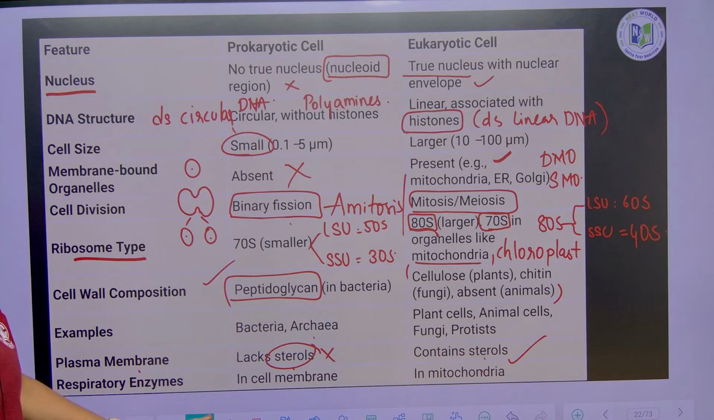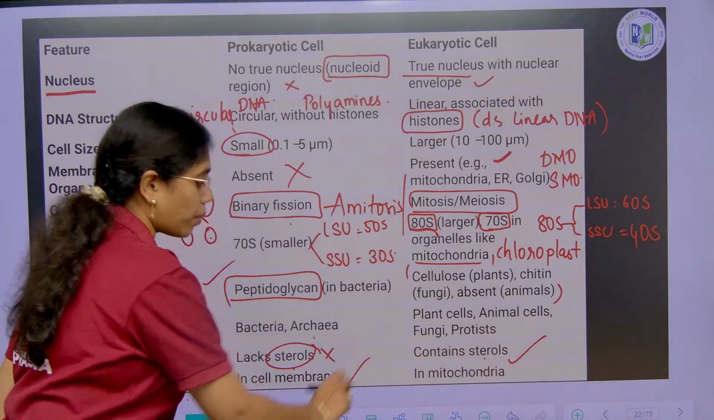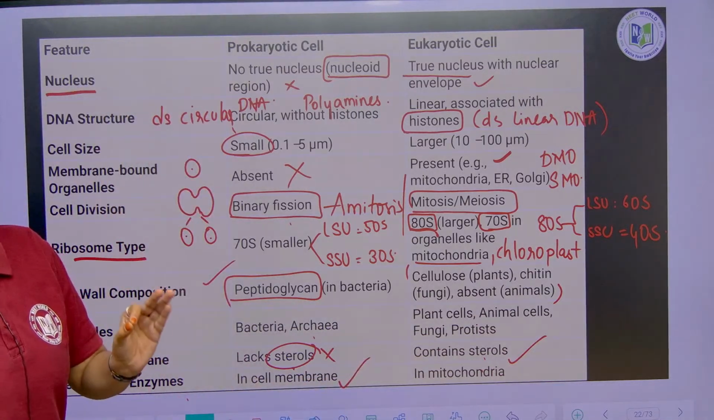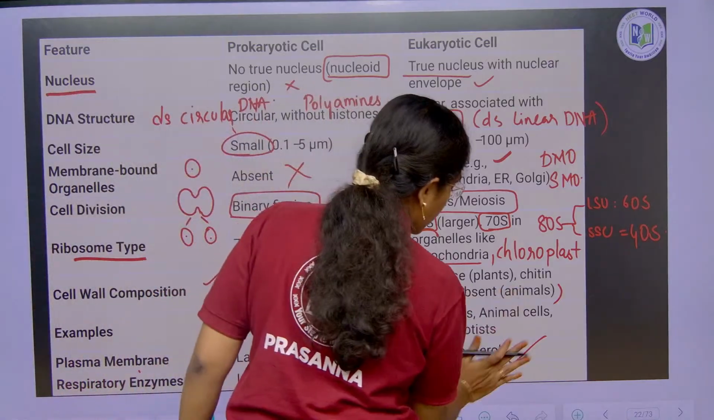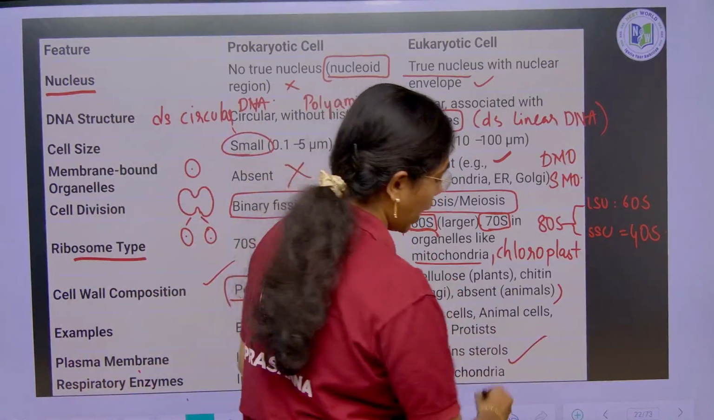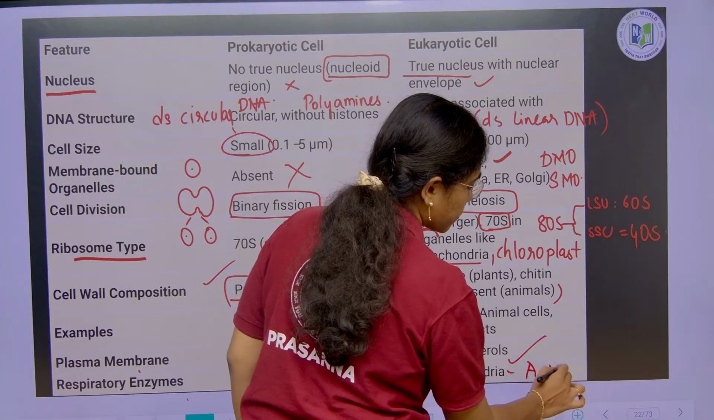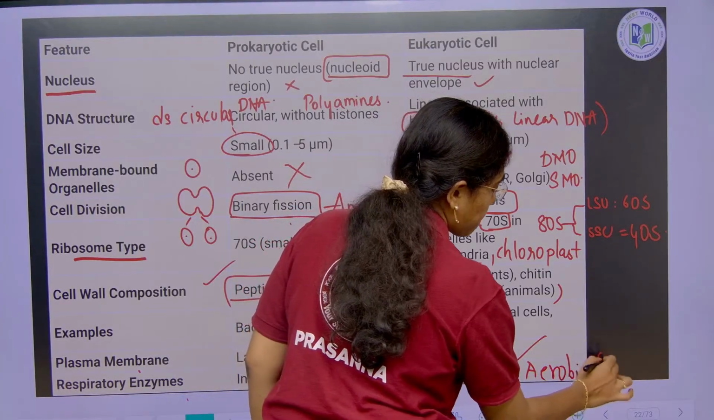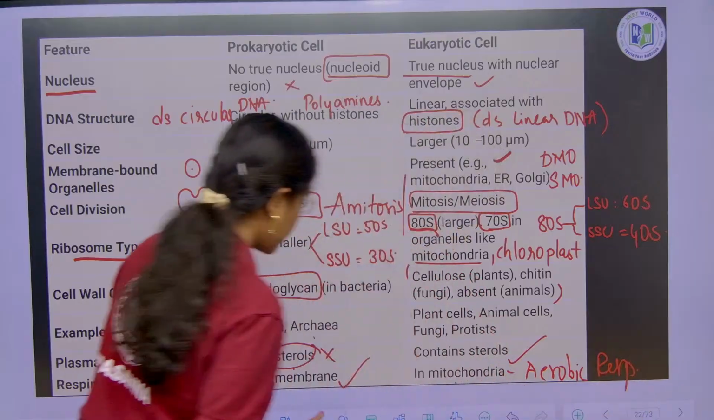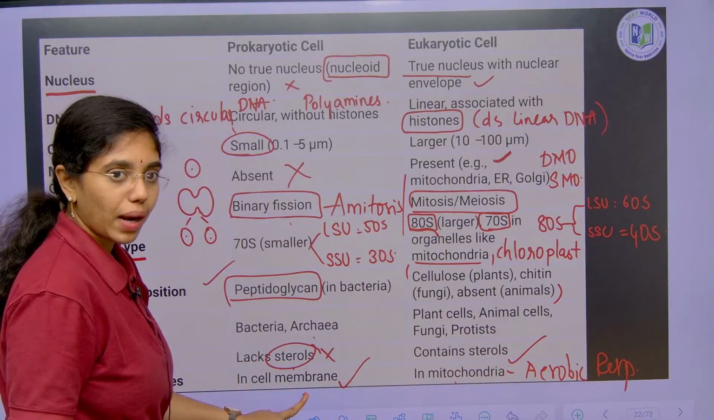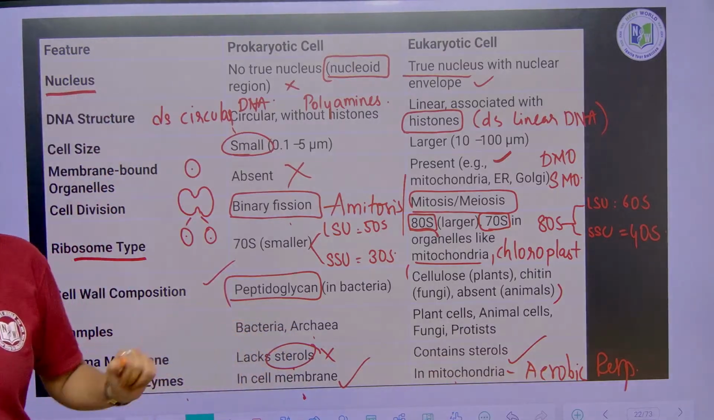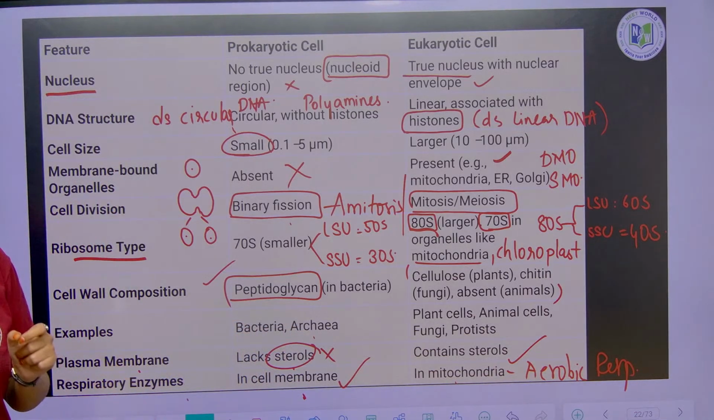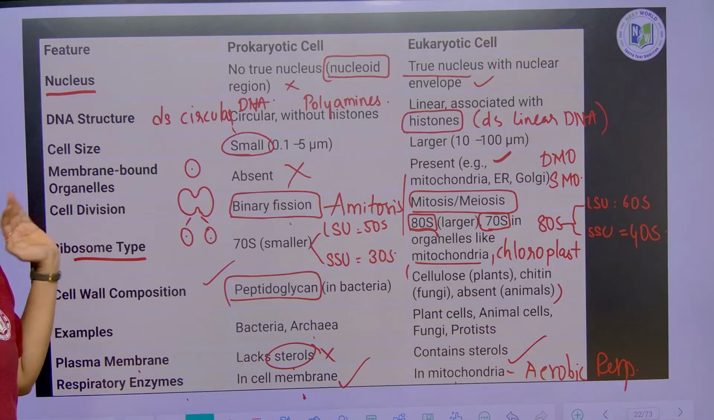And respiratory enzymes are released from the cell membrane from mesosomal sacs, whereas here in mitochondria, aerobic respiration happens. Here the entire process happens in cytoplasm. If it is aerobic respiration, it will be adjoined with the cell membrane, that happens via mesosomes. Okay, these are the key differences.